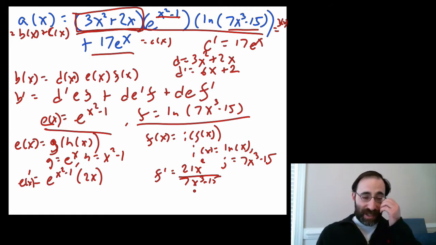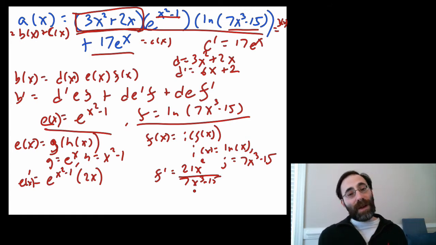Now I'm not going to simplify this because it's a giant mass, right? But note, we can now put it all back together again. So first we split a into b plus c. c prime was straightforward, so we computed it.